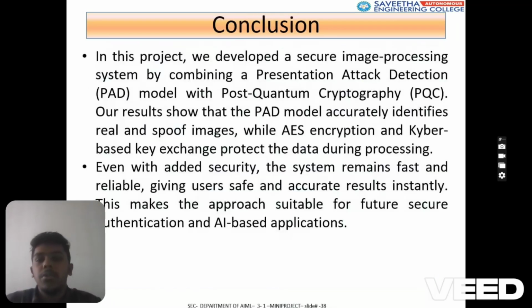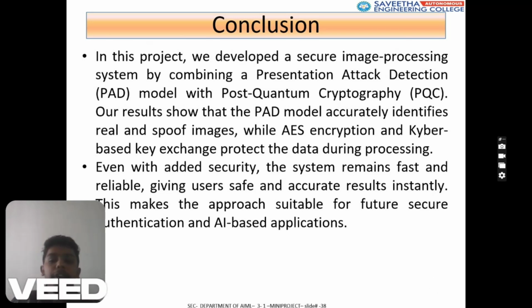So, in conclusion, we developed a secure image processing system by combining a presentation attack detection model with post quantum cryptography. Our results show that the PAD model accurately identifies real and spoof images while AES encryption and Kyber based key exchange protect the data during processing. Even with added security, the system remains fast and reliable, giving users accurate results instantly, making the approach suitable for future secure authentication and AI based applications.